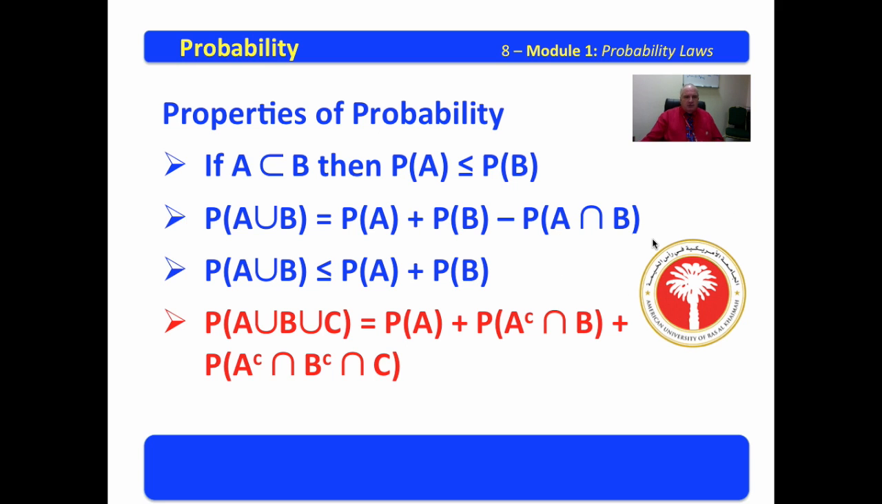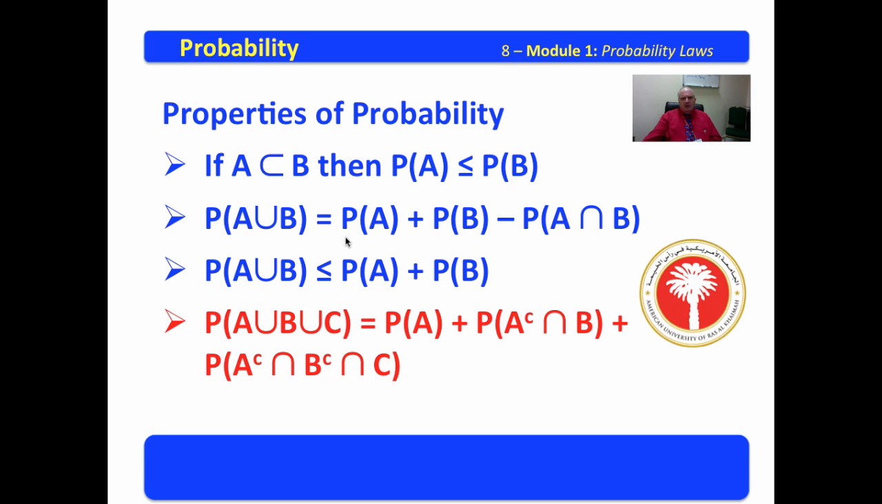Now here's a different type of group. This is the probability of A union B union C, the probability of 3 sets. A little bit more complicated formula: the probability of A, plus the probability of A complement intersect B, plus the probability of A complement intersect B complement intersect C. This is a much more extensive rule to utilize than just the probability of A union B.